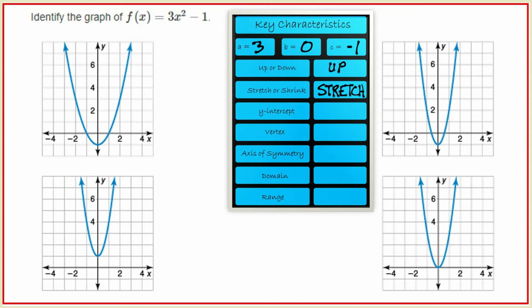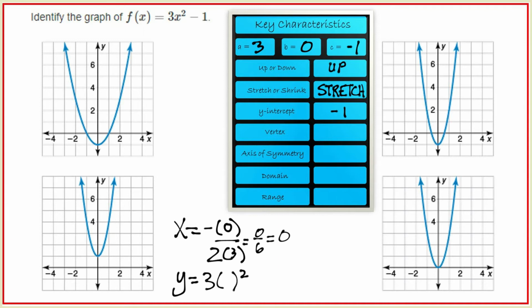Our y-intercept is negative 1. And for our vertex, we're going to do a quick calculation. So we have x equals negative b over 2a. And our b value is 0, and our a value is 3. So that's 0 over 6, which is 0. And then I have y equals 3 empty bracket squared minus 1. When I put the 0 in the empty bracket, I have 0 minus 1. So our y value is negative 1. So our vertex is 0, negative 1.